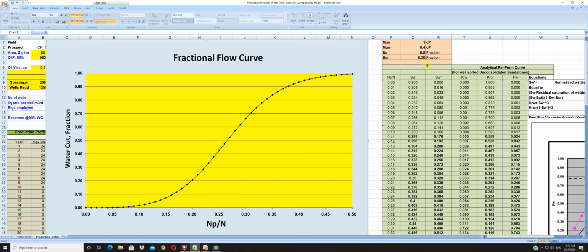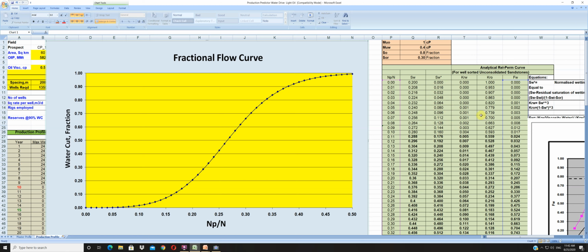So from the initial 20%, it goes on increasing with recovery because only two phases are flowing in the pores, oil and water. There is no gas, as pressure is above bubble point. And then we compute the normalized water saturation, which is the ratio of the difference of the current water saturation and the initial water saturation, to 1 minus initial water saturation minus SOR. So that is the normalized water saturation.